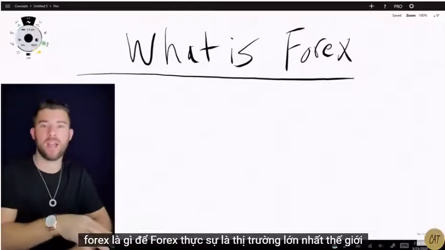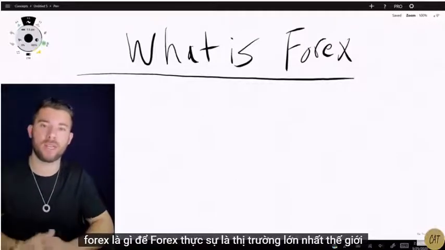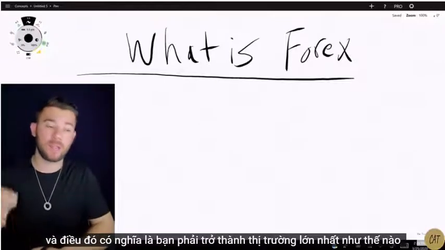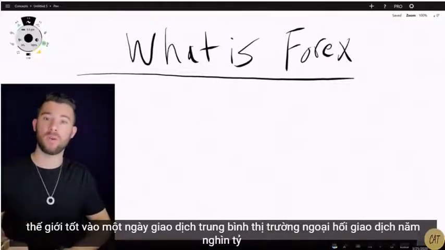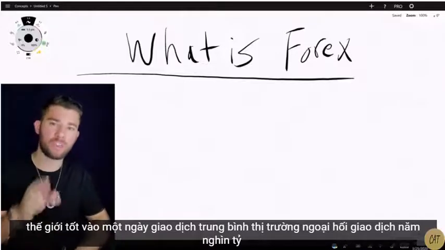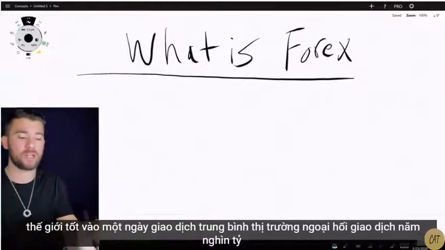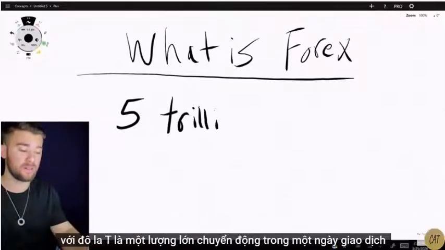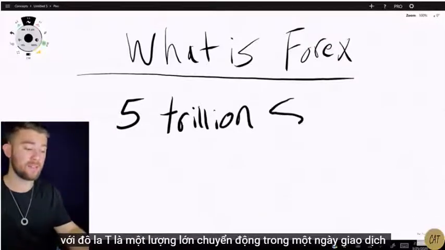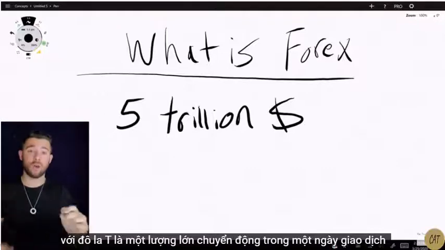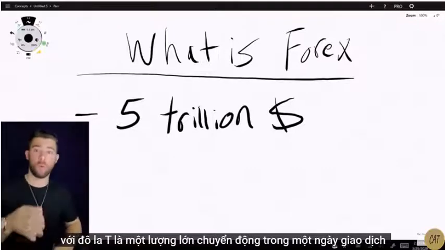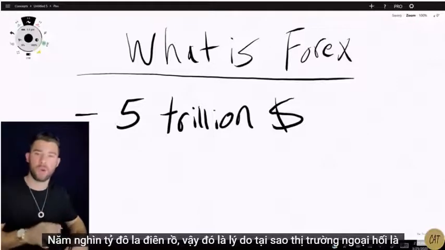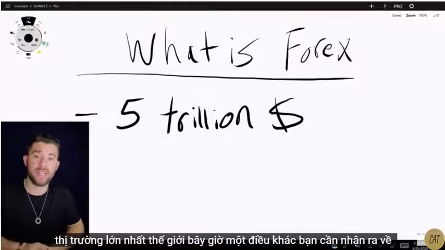So, Forex is actually the largest market in the world. And what does that mean? How big do you have to be the largest market in the world? Well, on an average trading day, the Forex market trades 5 trillion, with a T, dollars. That is a large amount of movement for one trading day. $5 trillion, that's insane. So that's why the Forex market is the largest market in the world.